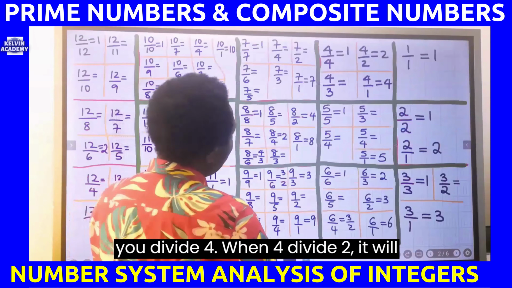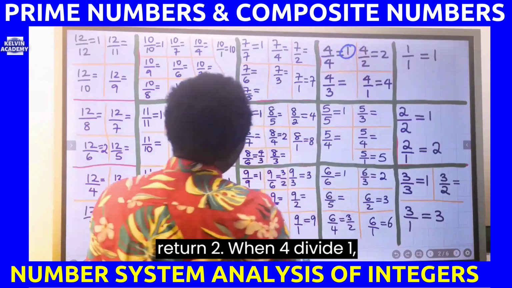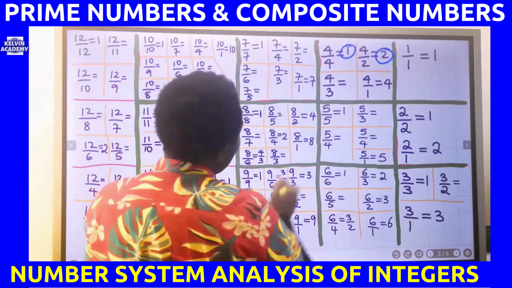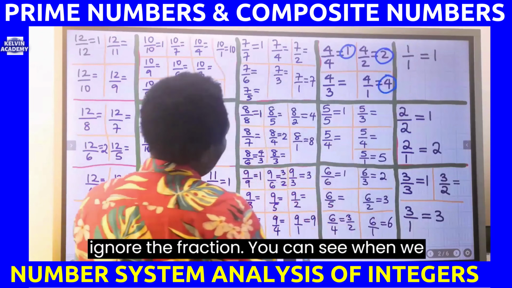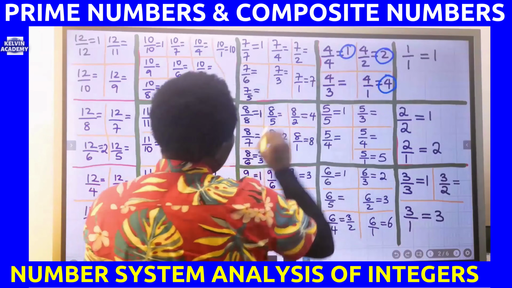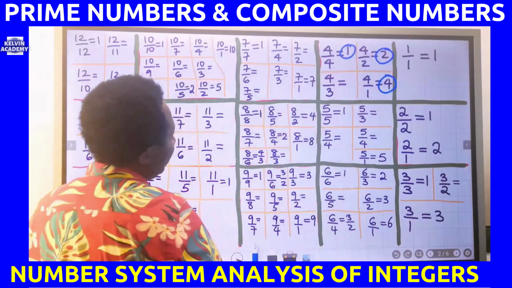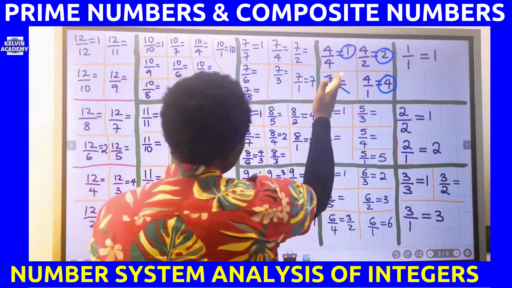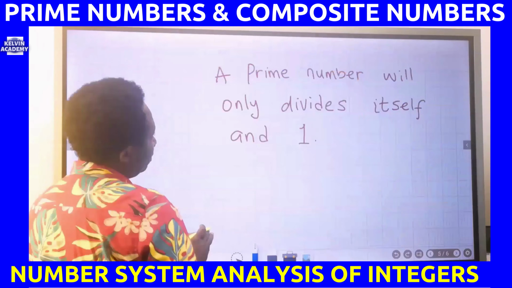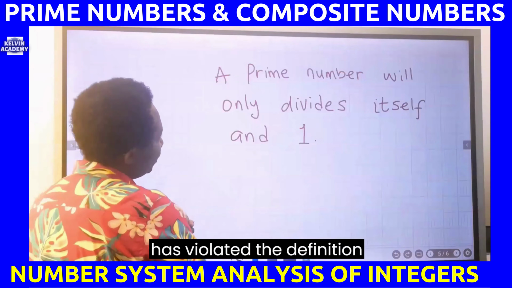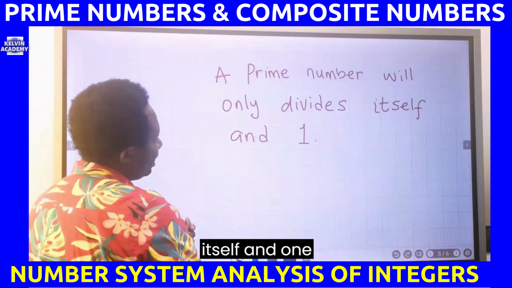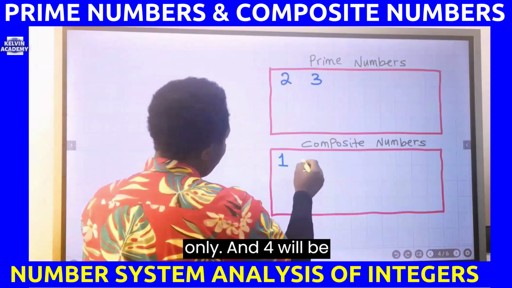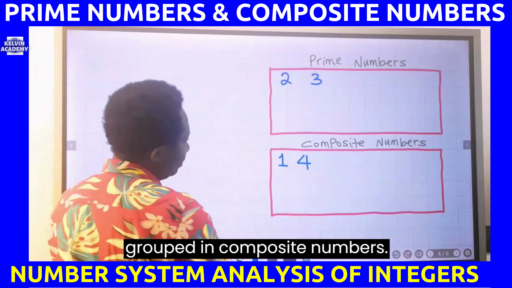Let's consider 4. 4 will return 1 when it divides 4. When 4 divides 2, it will return 2. When 4 divides 1, it will return 4. You see, 3 actions have been performed to return an integer. We are going to ignore the fraction. You can see when we consider 4 as an integer, it has violated the definition of a prime number itself and 1 only. And 4 will be grouped in composite numbers.